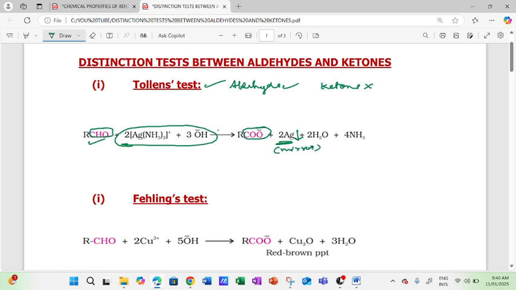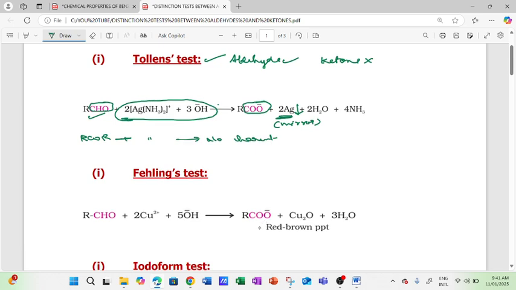So when an aldehyde reacts with the Tollens reagent, you get the silver mirror observation. But if you do the same reaction for a ketone like RCOR, there won't be any characteristic observation. No characteristic observation for ketone. That is the first one. And this test is applicable for both aliphatic aldehydes and aromatic aldehydes, RCHO and ArCHO. Both will answer.